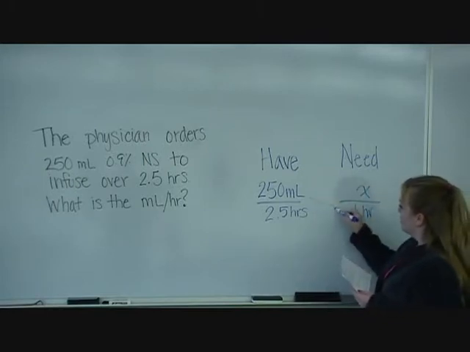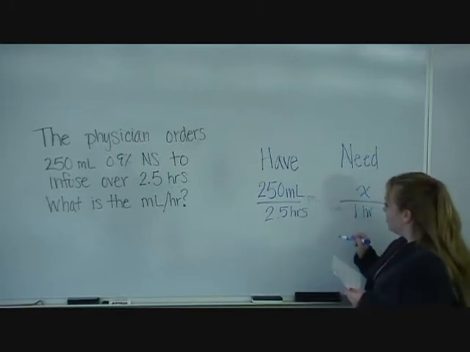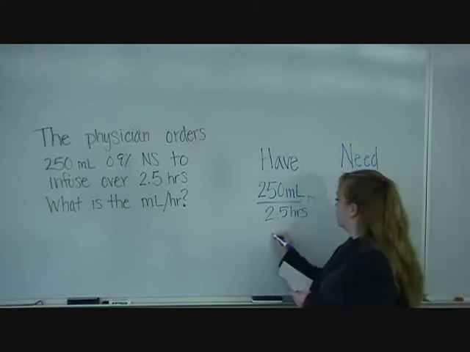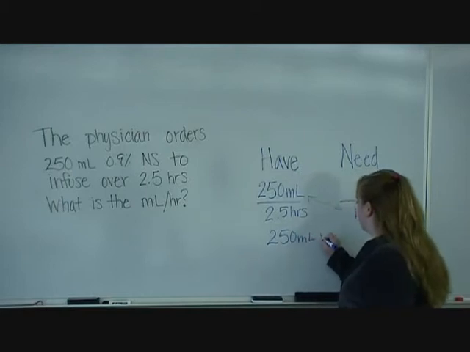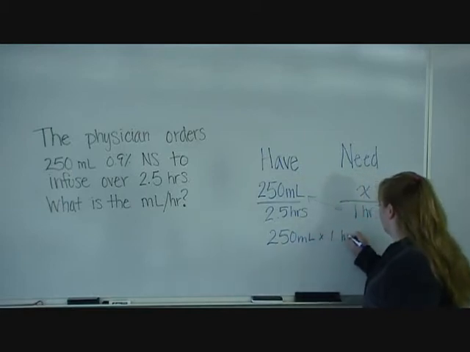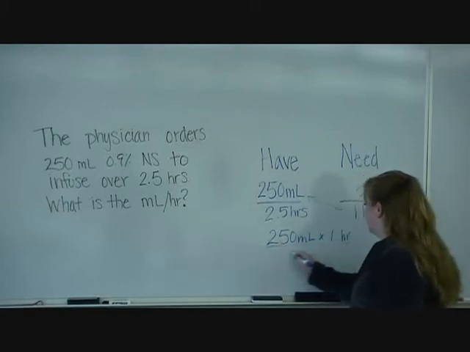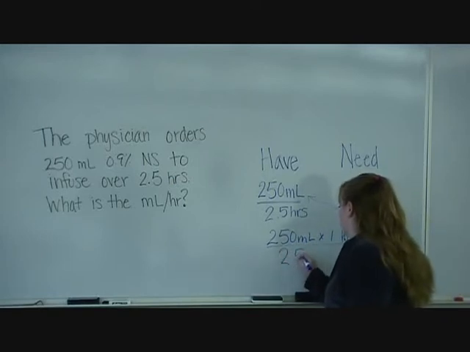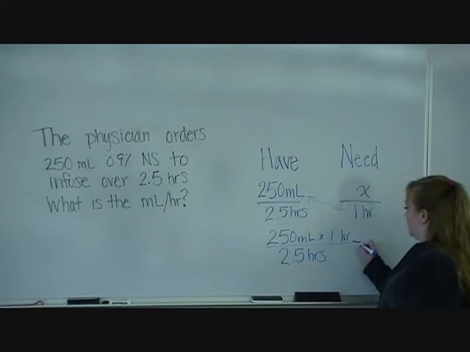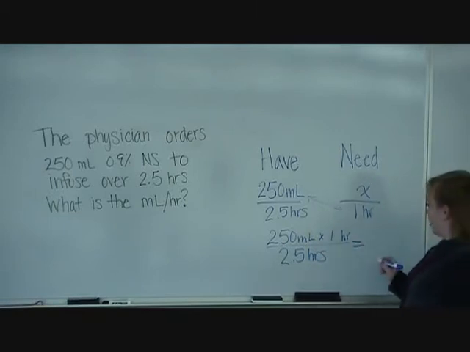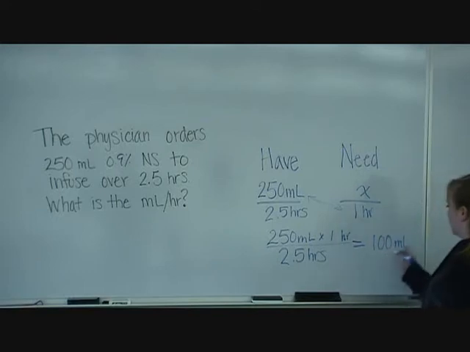You need to cross multiply, and then you divide. And this equals out to 100 milliliters per hour.